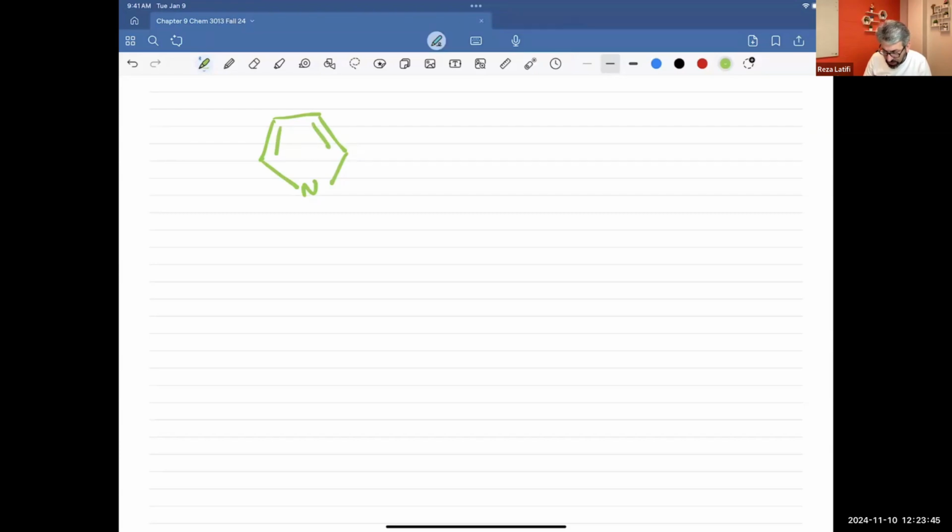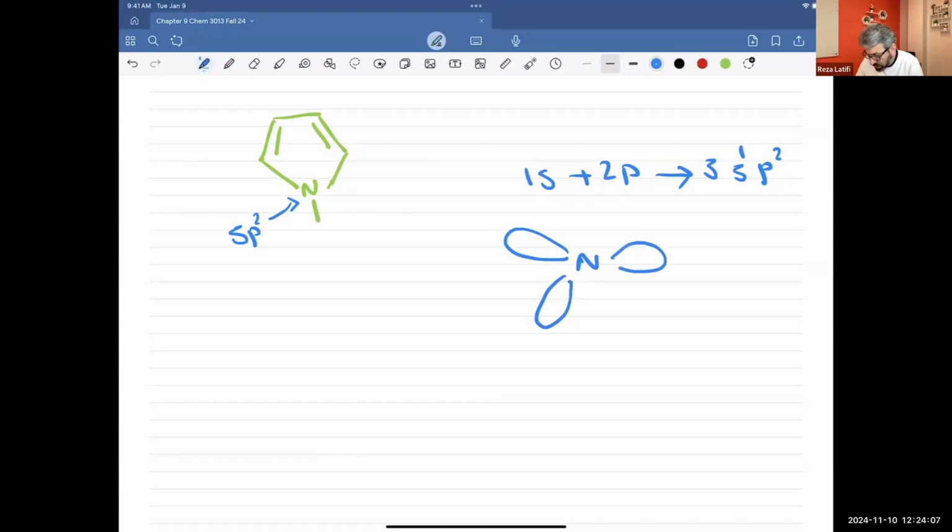So nitrogen is going to say, okay, let's adopt sp2 hybridization. Nitrogen will get sp2 hybridization, 1 from S, 2 from P. We get 3 orbitals of S1, P2. Those are sp2, and in each one we're going to put 1 electron.